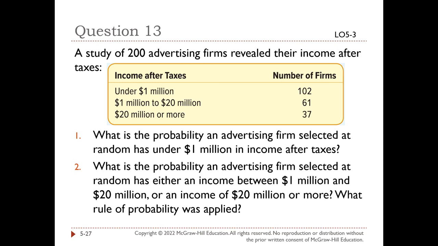Next question. A study of 200 advertising firms revealed their income after taxes: under 1 million, 102; 1 million to 20 million, 61; 20 million or more, 37. What is the probability an advertising firm selected at random has under 1 million income after taxes? What is the probability an advertising firm selected at random has either an income between 1 million and 20 million or an income of 20 million or more? What rule of probability was applied? Okay.